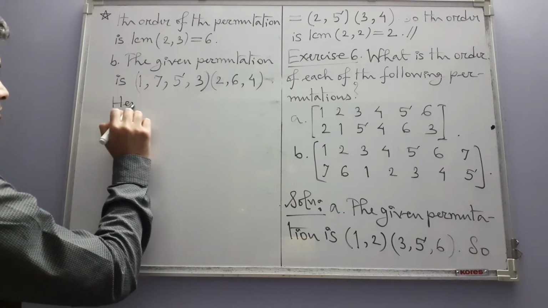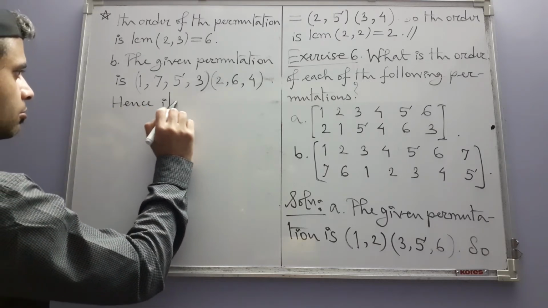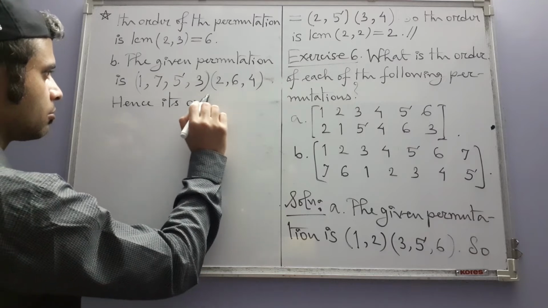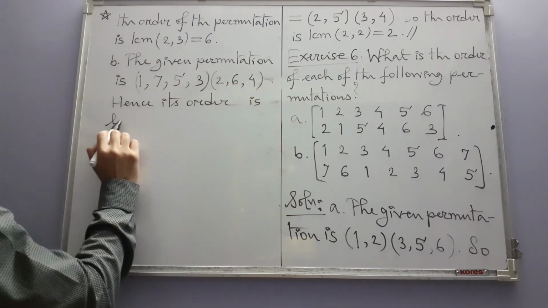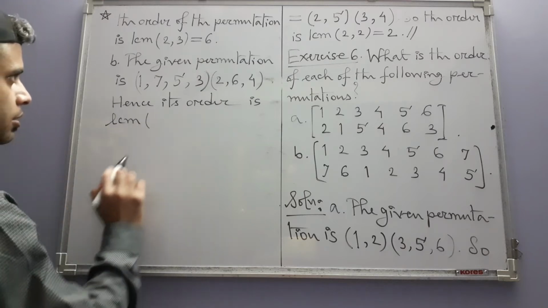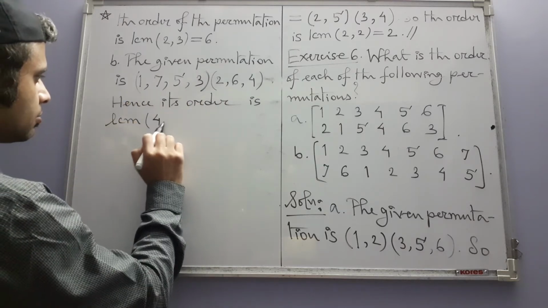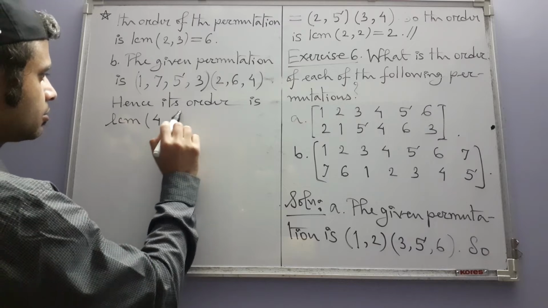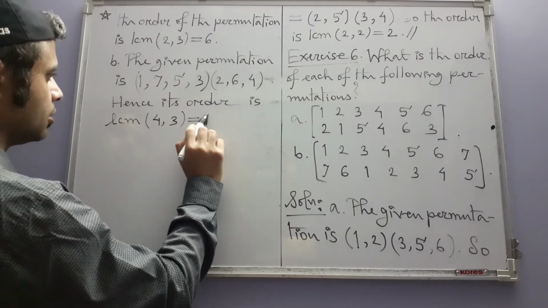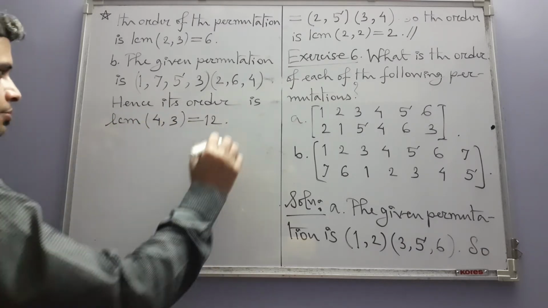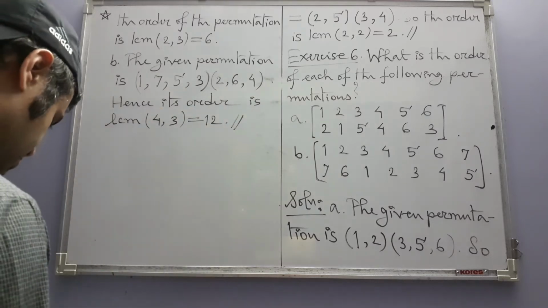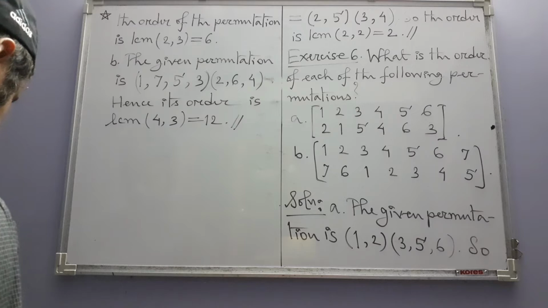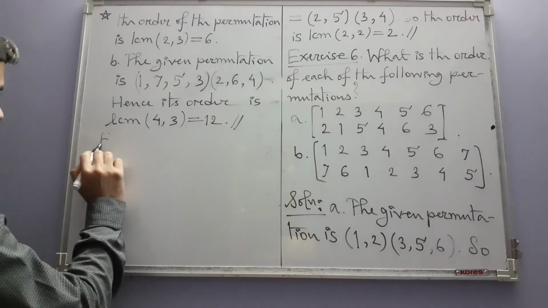Hence its order is the LCM of 4 and 3, which is 12. So that is the solution. 6 and 12. Yes. Next, 7.